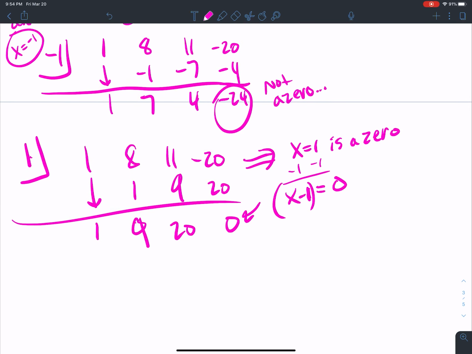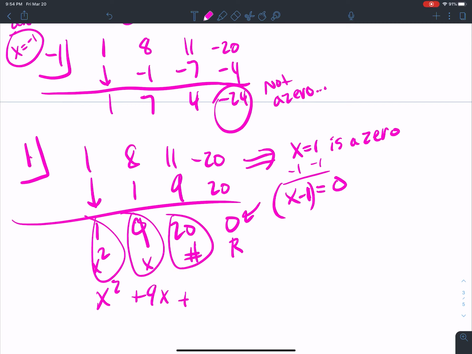And so then what do I have? Remainder, constant, x squared. So this is x squared plus 9x plus 20, okay, is multiplied by x minus 1. And that's my original f of x, okay? This is good for us. Why is this a good deal? Okay, why is this a good thing?